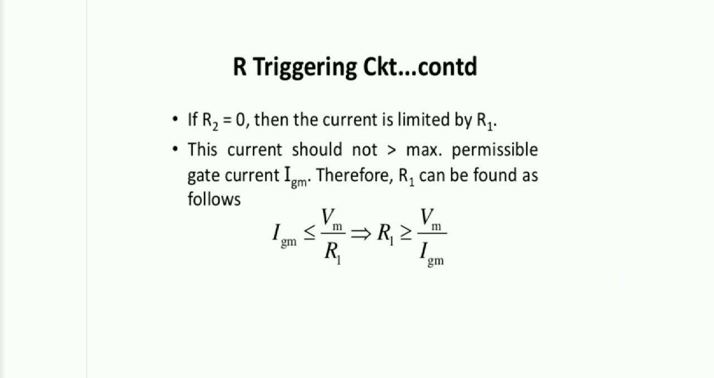Therefore R1 can be calculated using this. The gate current is given by I equal to V by R, so here IGM equals Vm divided by R1.